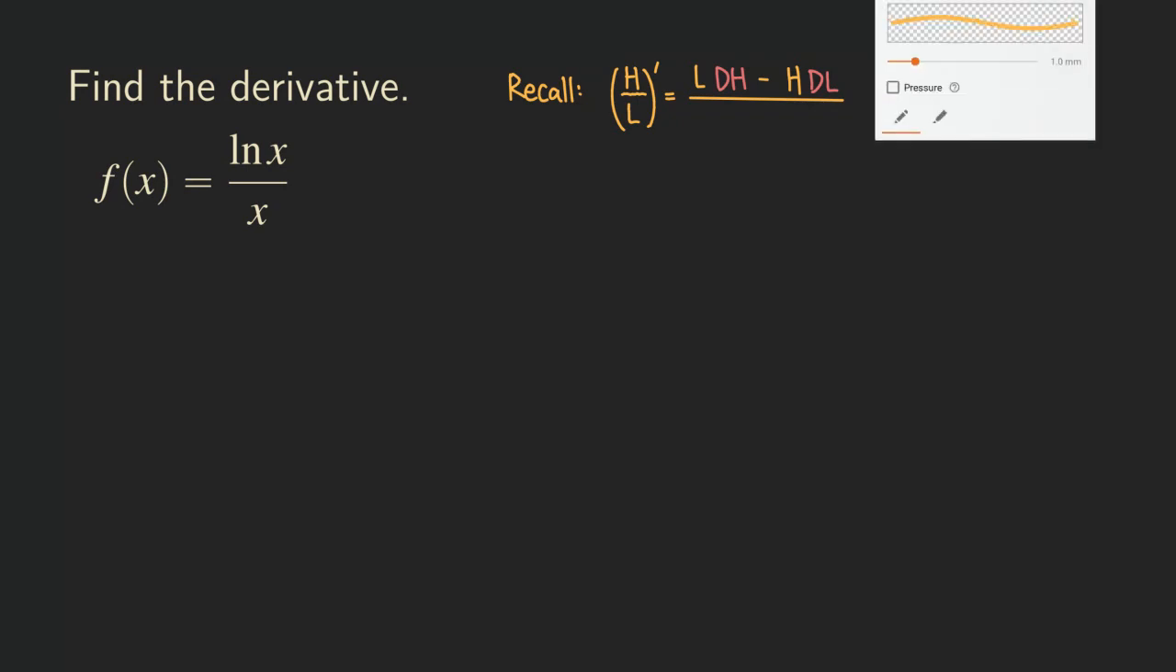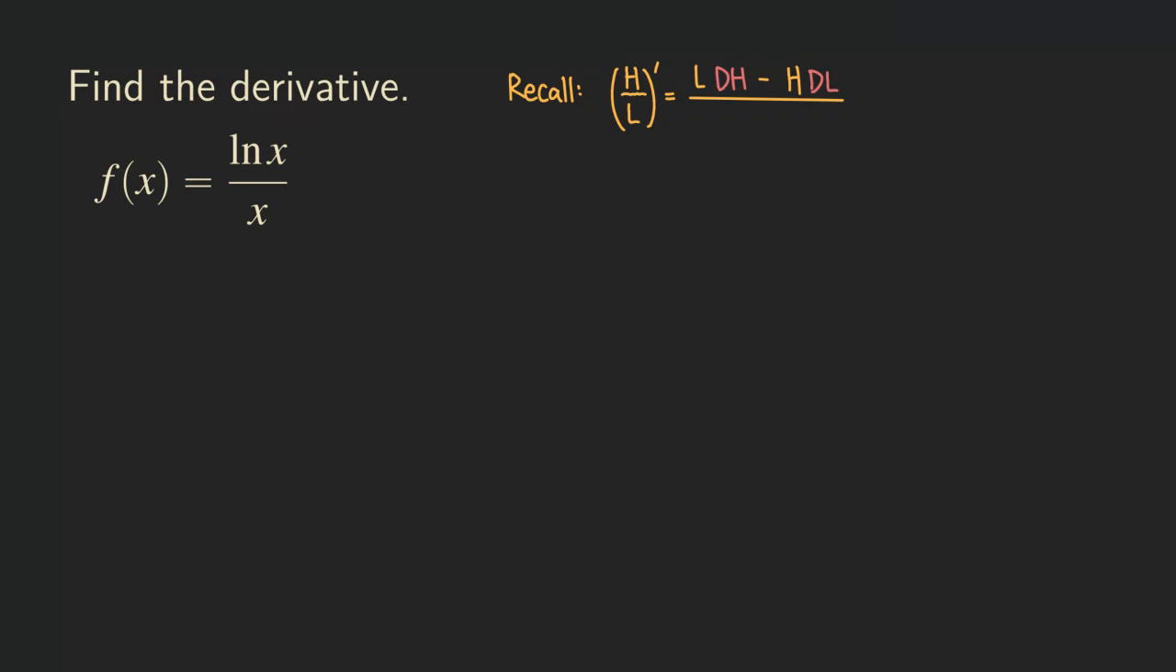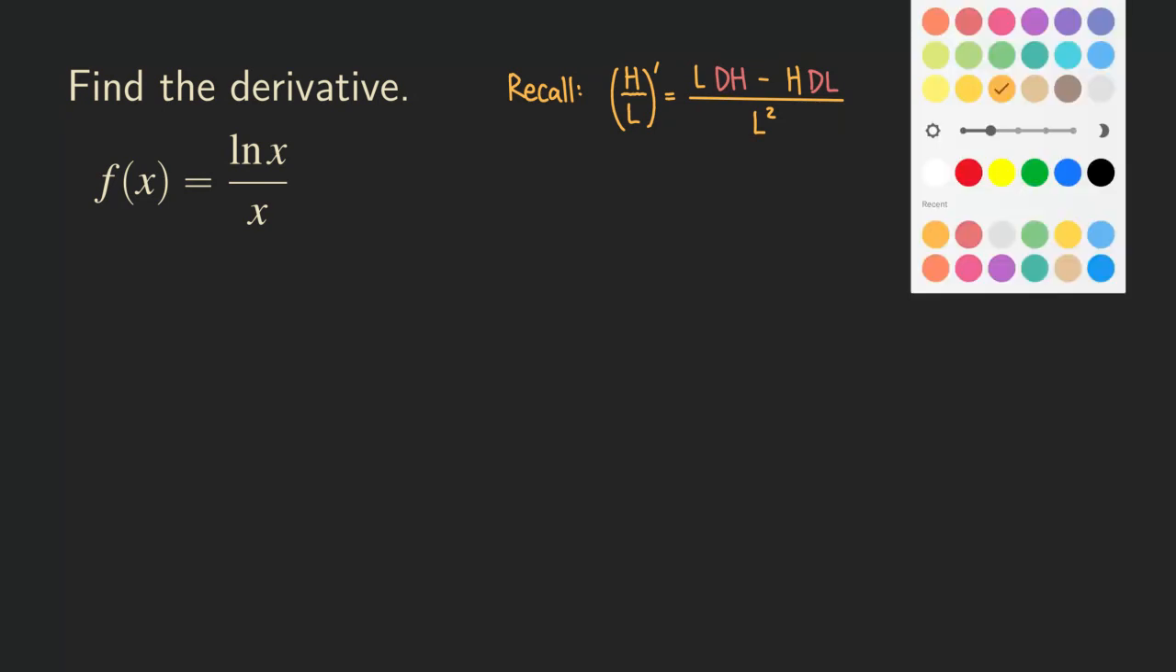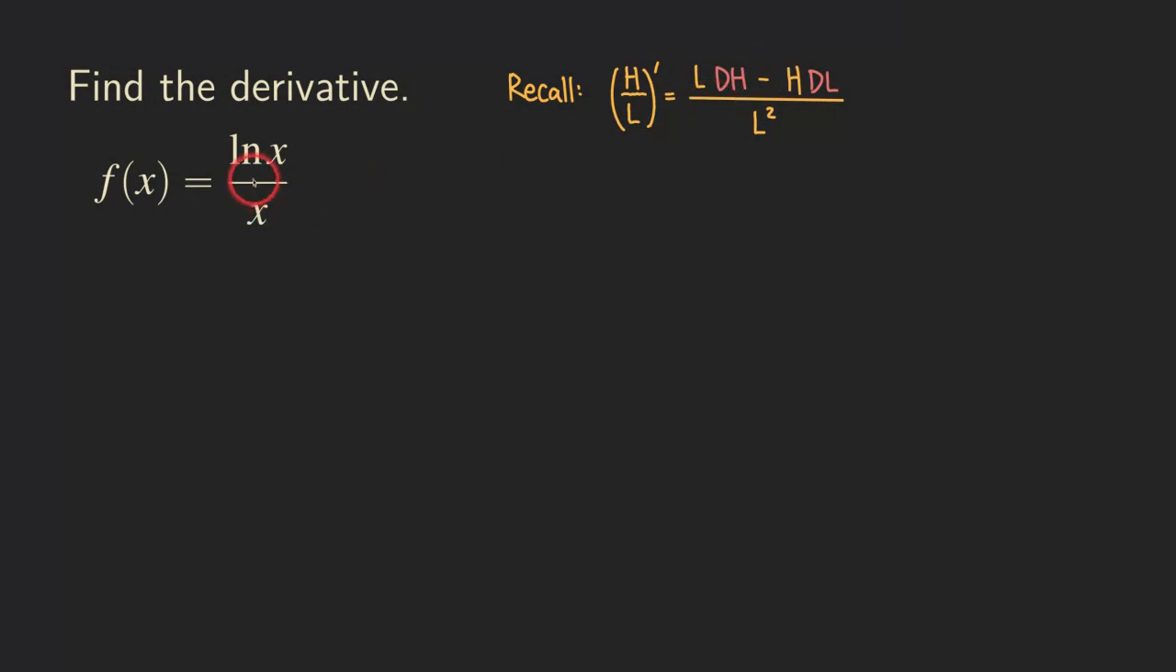And then what about the denominator? The denominator would be low squared. So it's the bottom function squared. Okay, so now let's actually apply the quotient rule on differentiating this function. So we have f of x, f prime of x now. That's the derivative.